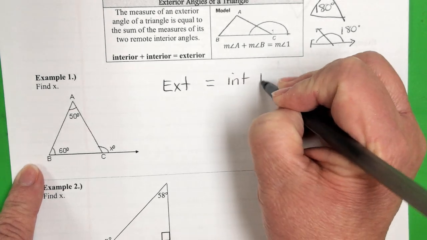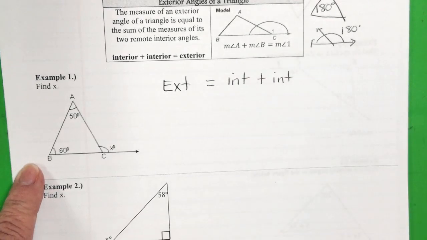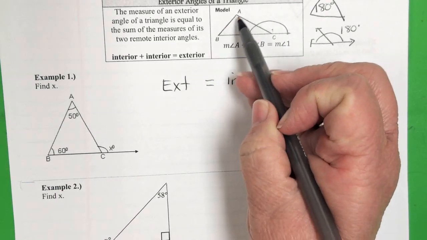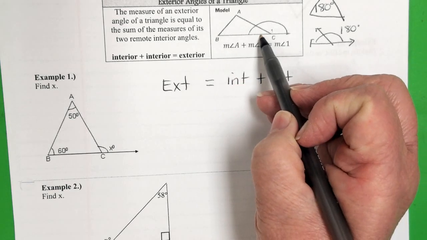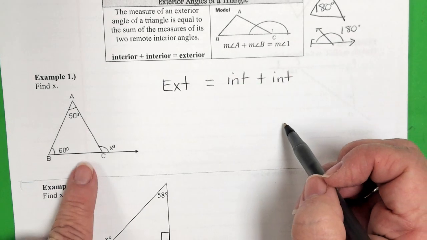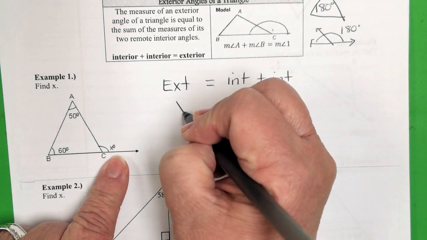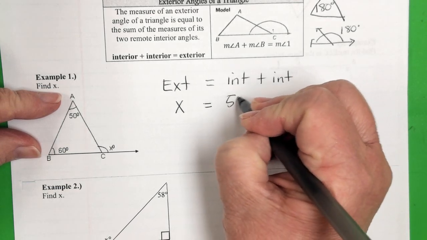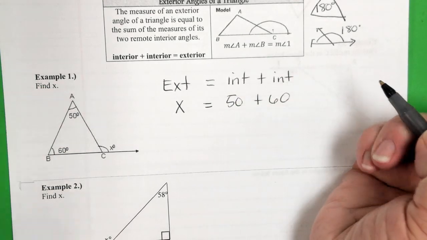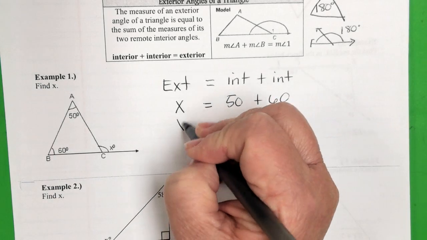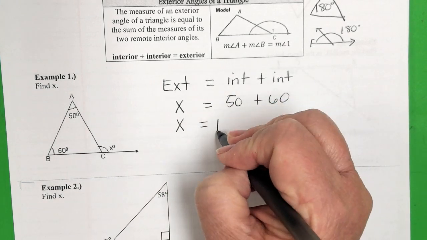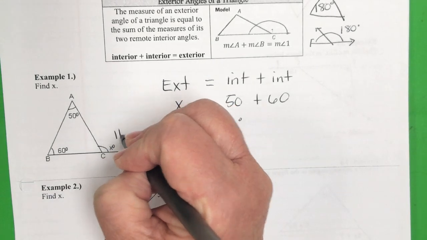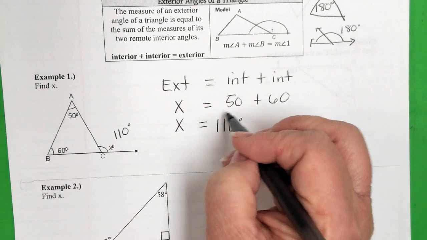So interior plus interior. And the part of remote comes into play is because the remote angles are away from this angle that it's supplementary to. So in this picture, the exterior angle is x. The two remote interior angles are 50 plus 60. To solve this equation, we're simply going to add 50 and 60, and we get 110 degrees. Now we can write that 110 degrees right there.